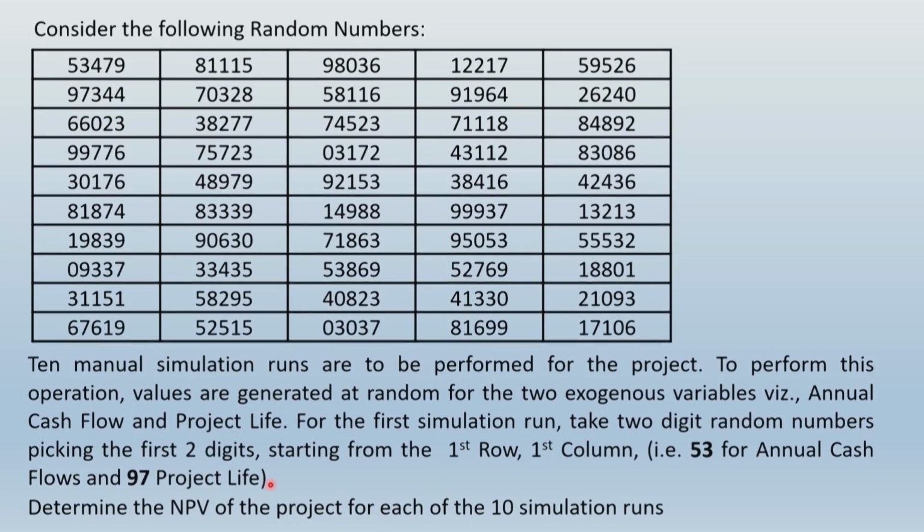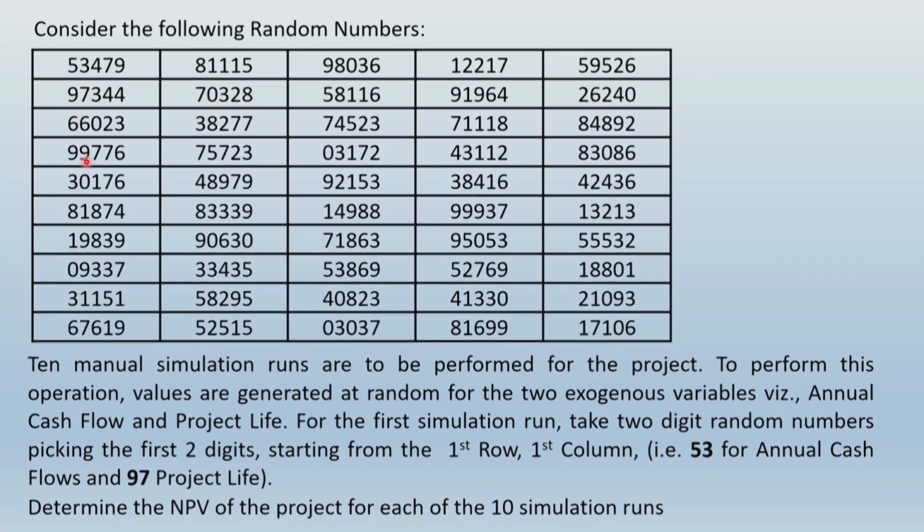Now this is something important. When the question has given you a table and the examiner wants you to have a specific random number selection, look at the instruction given over here along with an illustrative example. They want you to consider first row, first column. So this is the first row, first column, and you have to pick the first 2 digits. So of course it is 53. If you go vertically, it is 53, 97, 66, 99, you know how it goes.